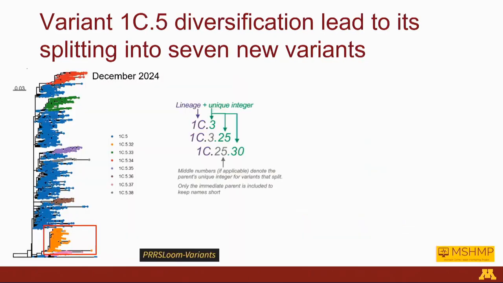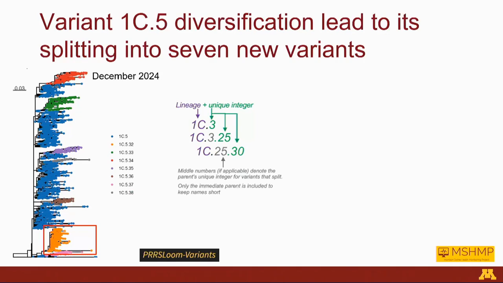So all of that led to the refinement of variant classification, and then variant 1C.5 actually got split into 5 new variants, and those are represented over here. The way that PRRS variant nomenclature adapted was to include the unique variant integer number at the end, but keep in the middle the immediate parent of that variant. So that's why we say 1C.5.32, just to denote that they are descendants from the variant 1C.5.